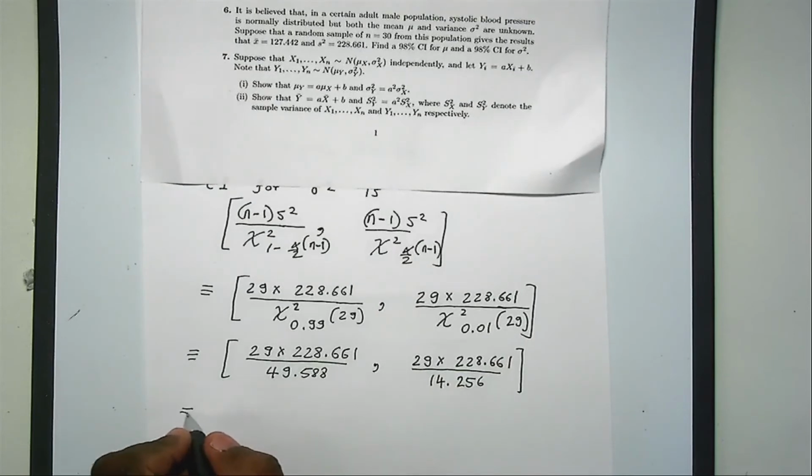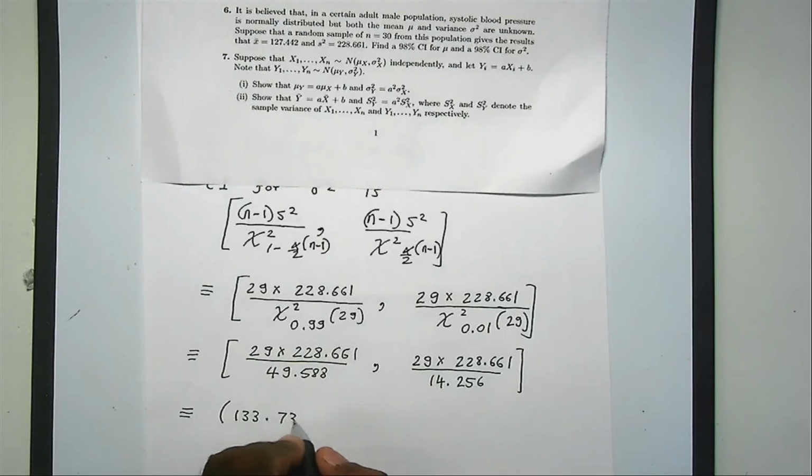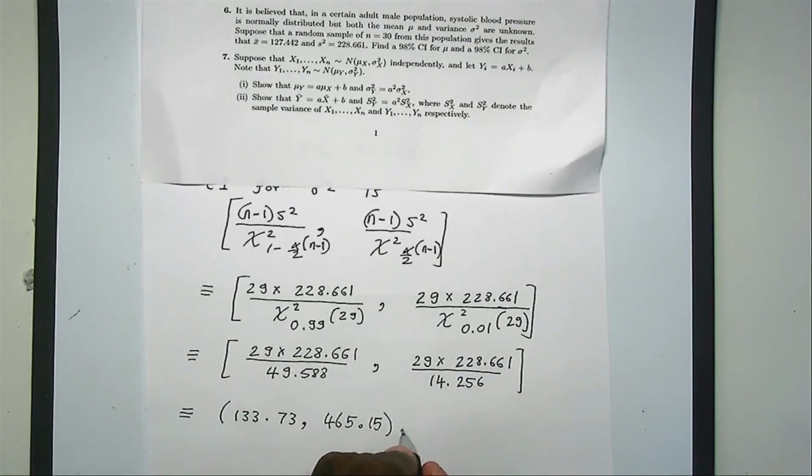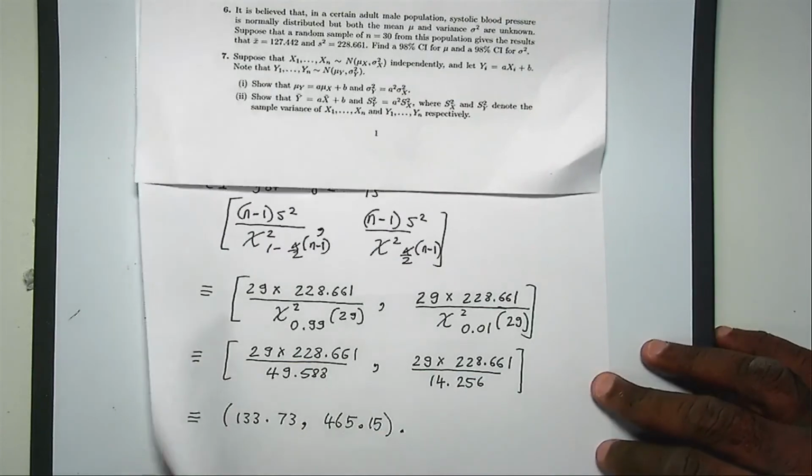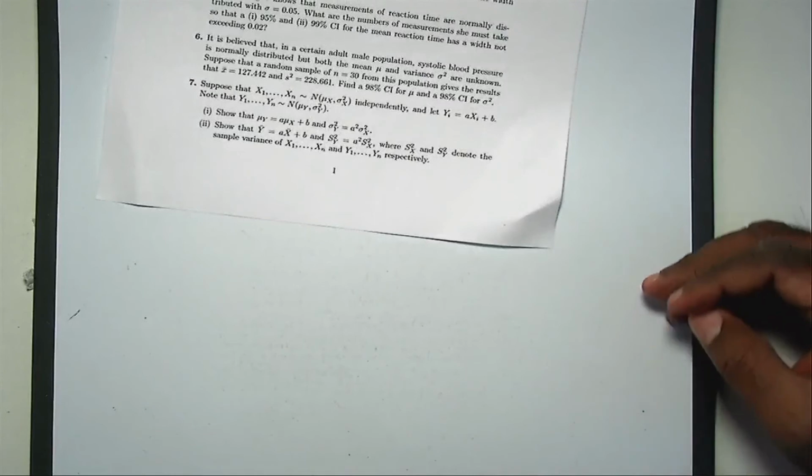All right. Now, if you do the math, it will be 1333.73. That's the lower limit. The upper limit is 465.15. Alright, so that completes question 6.